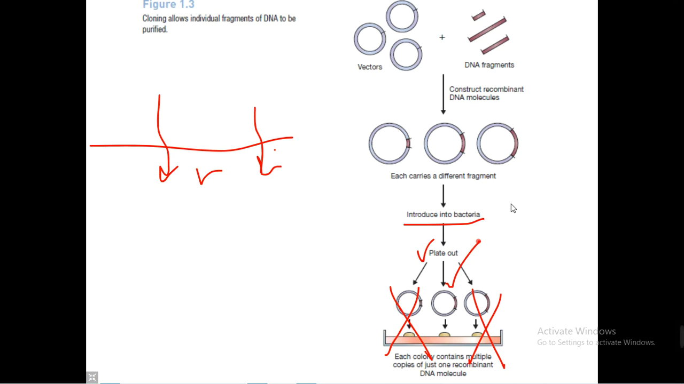How can we correct this situation? Do you know? How can we correct this situation and clone the best part, our ideal one, our desired fragment? Do you know, up to our last session explanation?